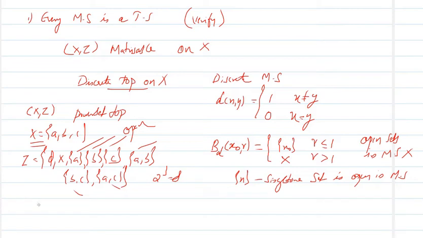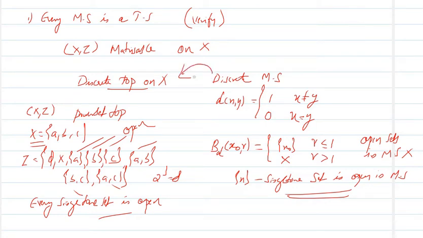Okay, that means in a discrete topology, every singleton set is open. And see what happens here. Here also singleton sets are open. That means this discrete topology can be obtained from the discrete metric space. And when we say that, discrete topology is metrizable.